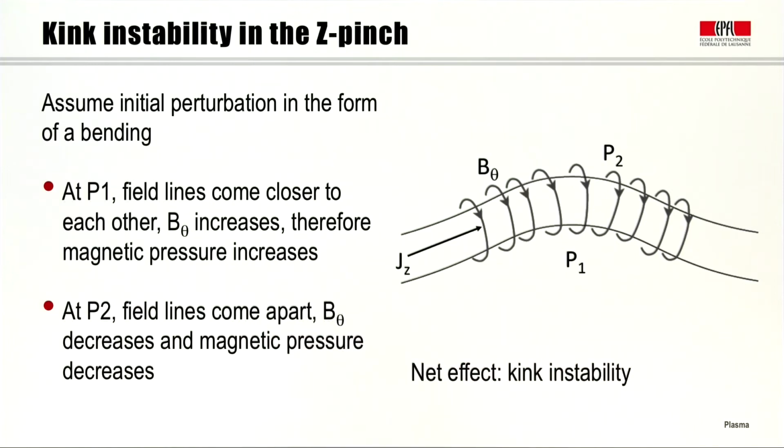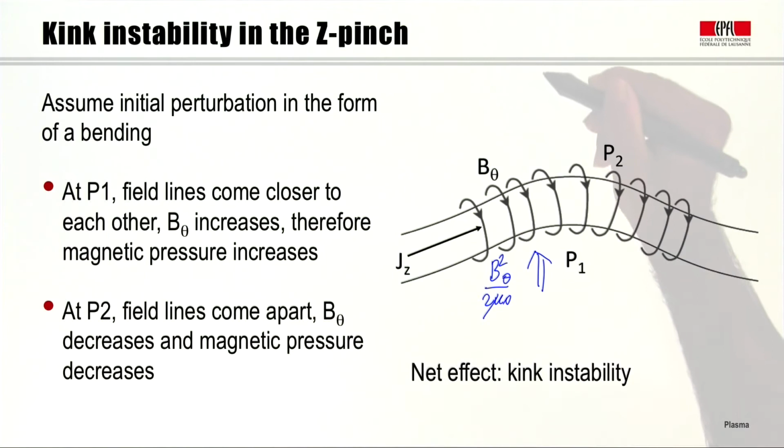Now, the second example of the instability is the kink instability in the Z pinch. We assume an initial perturbation in the form of bending. We've pushed up the plasma. At P1, the field lines come closer to each other. B theta increases. Therefore, the magnetic pressure increases.